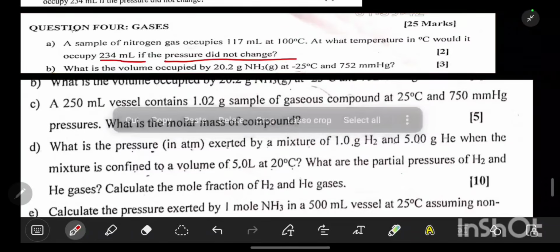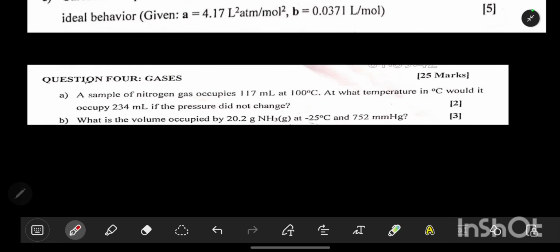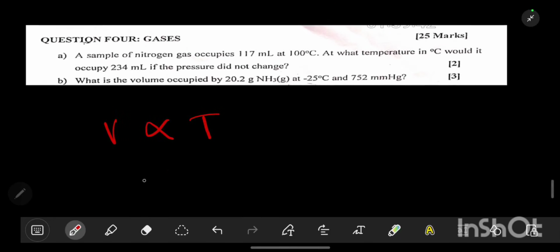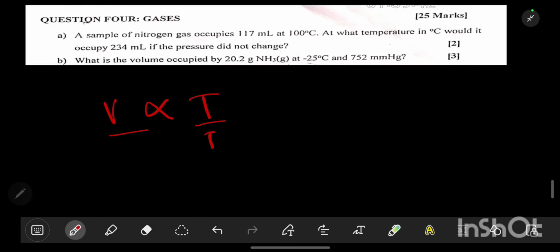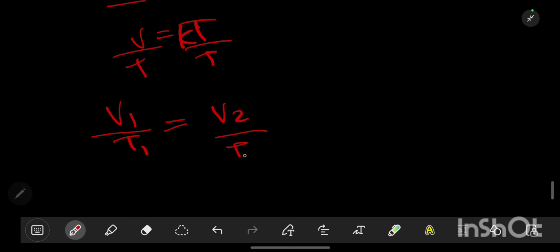According to Charles' law, the volume is directly proportional to the temperature. Therefore, introducing the equal sign, V is equal to kT, so V over T equals k. That's why the formula for Charles' law is volume number 1 over temperature number 1 equals volume number 2 over temperature number 2.